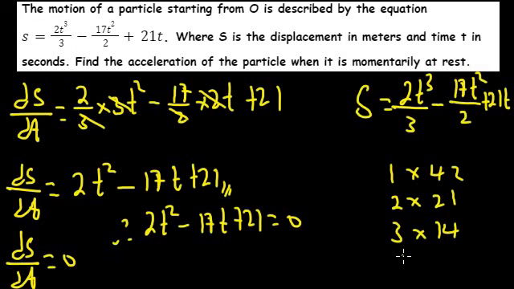Can 4 work? 4 cannot work, it's sure. Now what about 5? 5 cannot work because 42 is not a multiple of 5. Then 6. Let's see 42 divided by 6. Yes, that can definitely work. So we have 6 times 7. Now when we get to 7, 7 has already shown up. So we have exceeded all the values that can work.